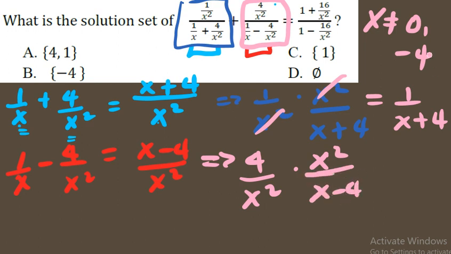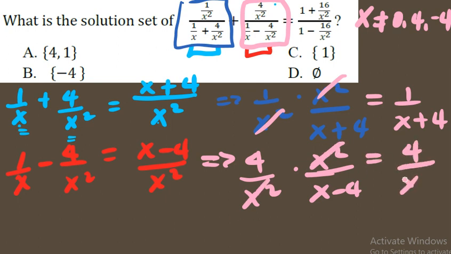Again, what makes it 0? It's just 4, also has to be restricted. So we can say till now x is different from 0, 4, and negative 4. If there is another undefined point, we are going to eliminate that. Okay, cancel this. What is left? 4 over x minus 4.